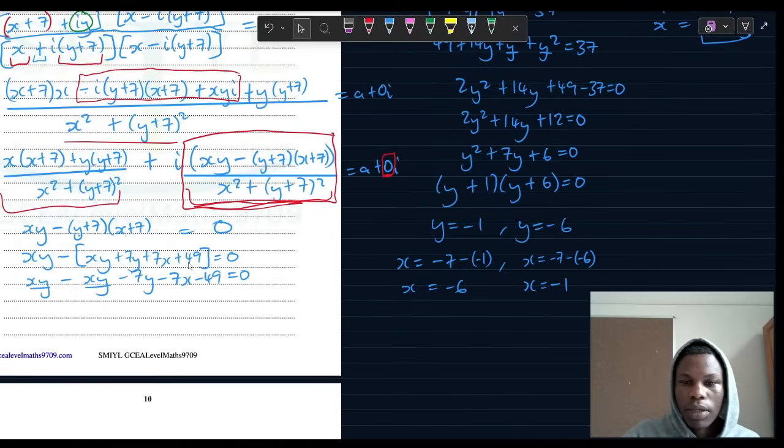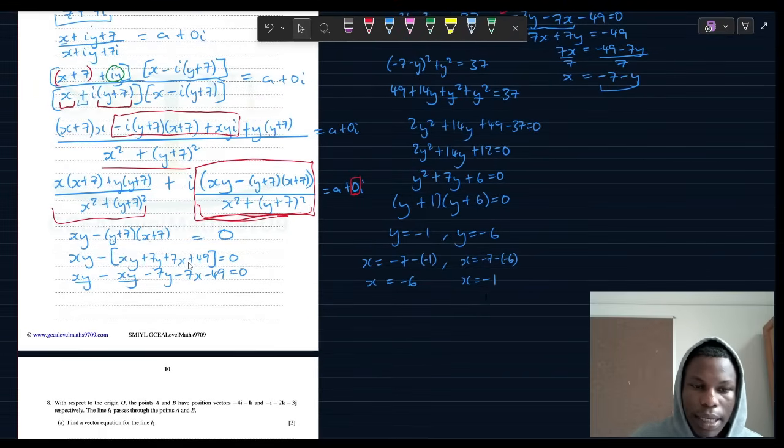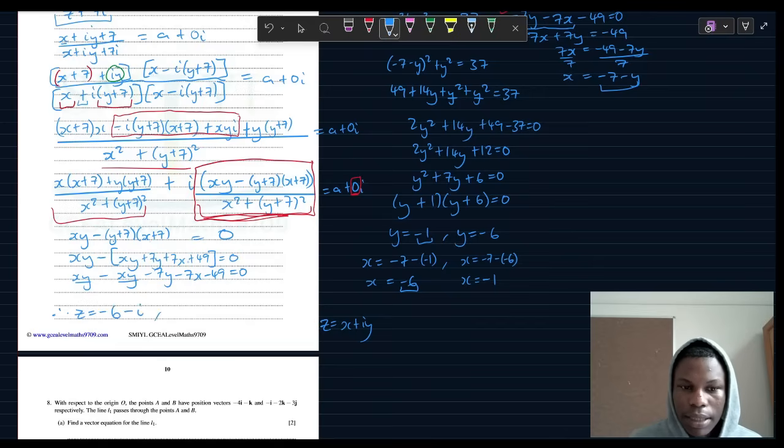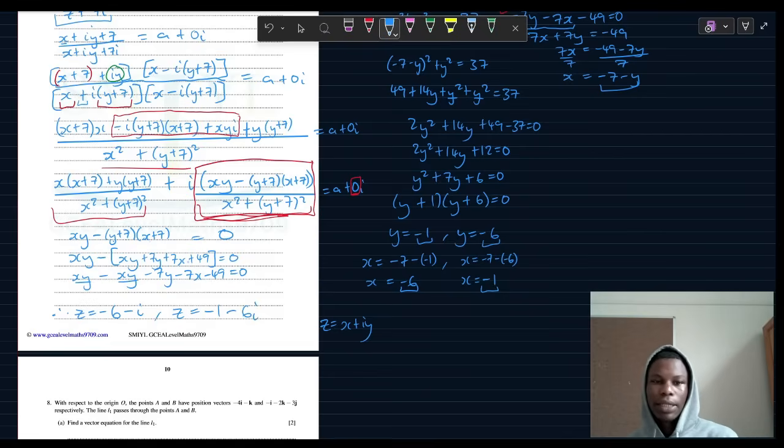And so we can come to the conclusion that, therefore, remember z is of the form x plus iy. So z is equal to negative 6, negative 1i, or z is equal to negative 1, negative 6i. And that will be our final answer.